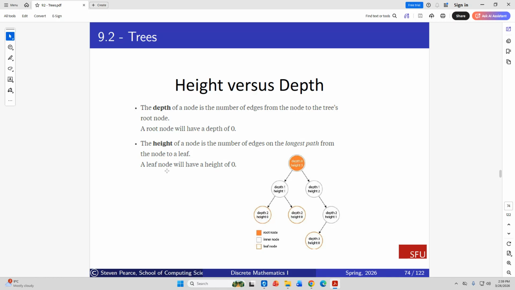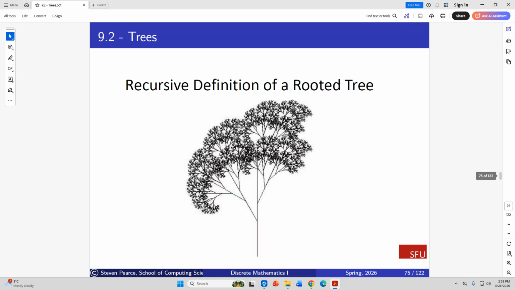A leaf node will have a height of 0, okay? The height of a node is the number of edges on the longest path from the node to a leaf. And so a leaf will have height 0. Does that make sense? A root node will have the depth 0. You see, they're the opposite of each other.